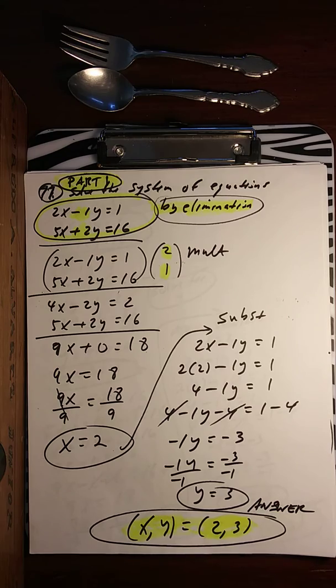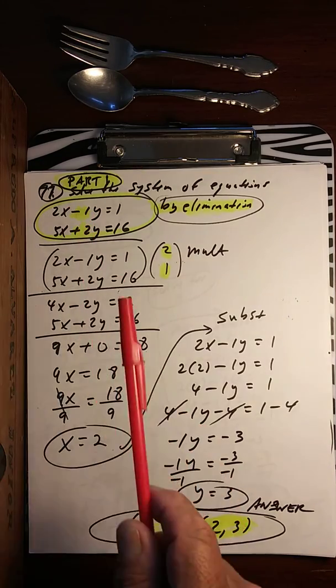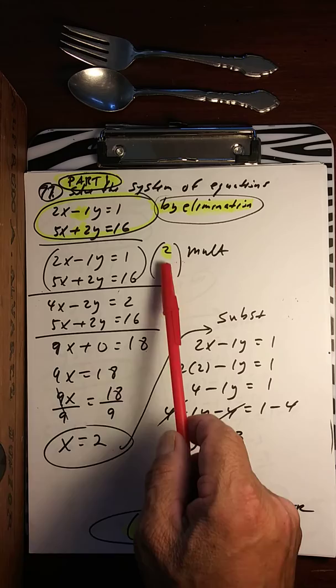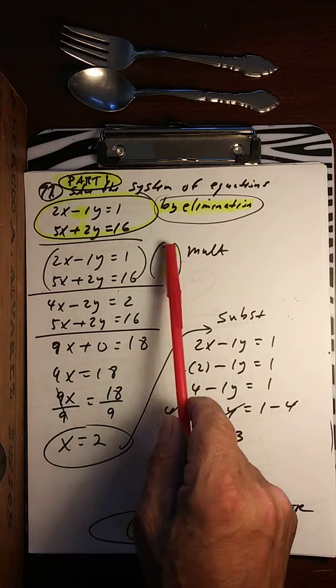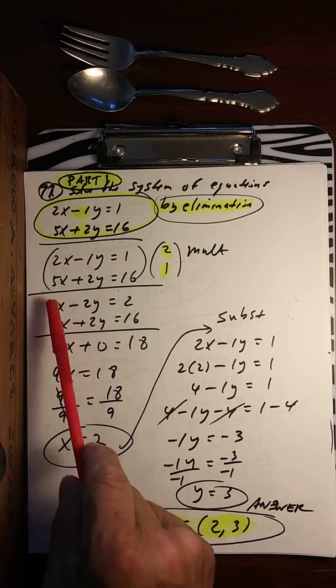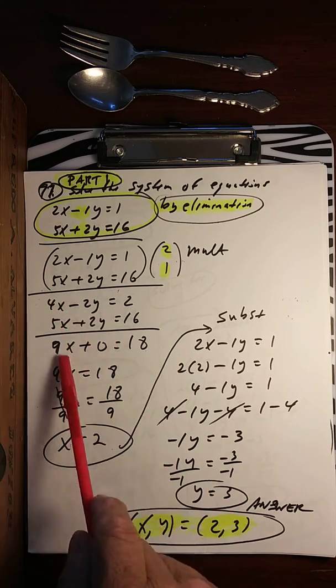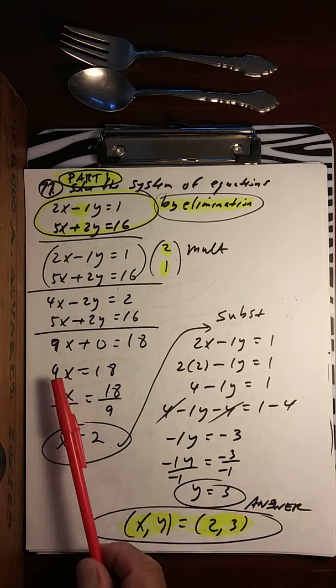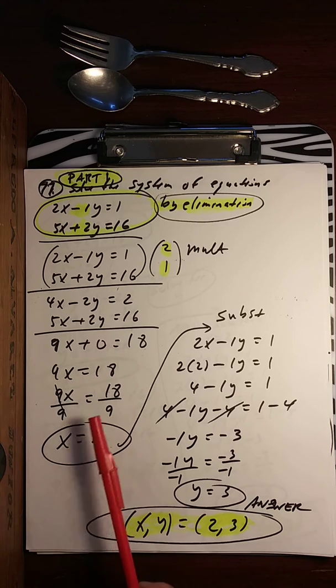Solve the system of equations by elimination. So what we're going to do is multiply the 2 and the 1. See the 2 and 1 right here? Flip it. 2 times that, 1 times that. It's going to give you this right here. Add them straight down. You're going to get 9x equals 18. So divide both sides by 9, so x is 2.